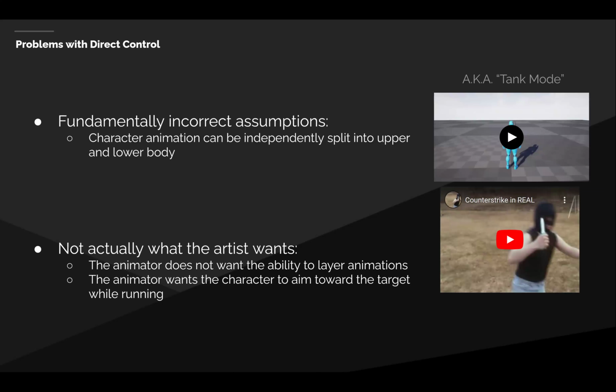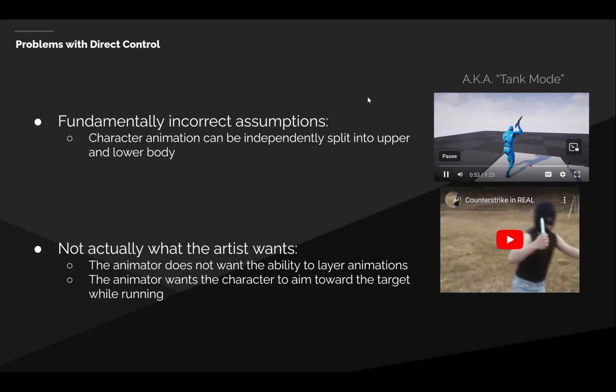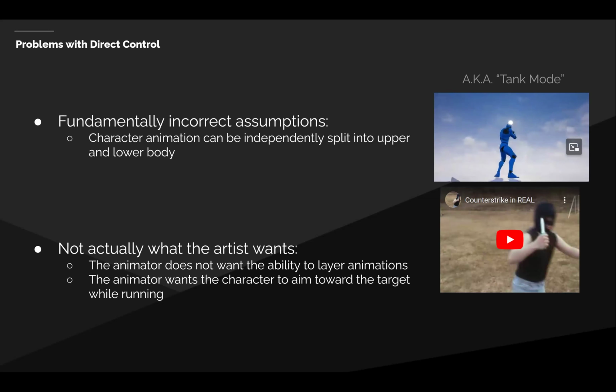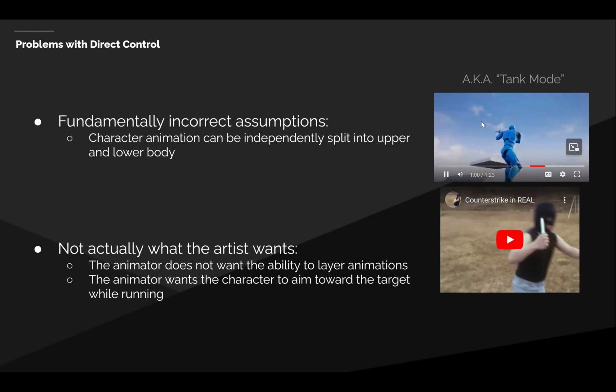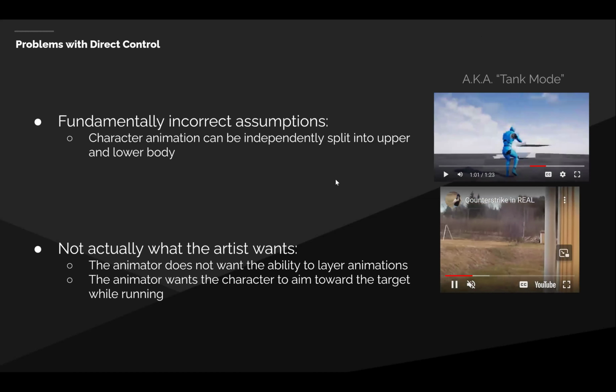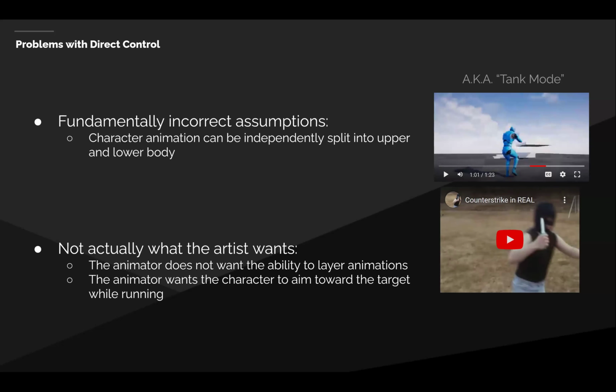And the problem with this direct control solution is two things. So one is that there's a fundamentally incorrect assumption here, which is that you can completely factor out upper and lower body animation. We know that's not the case, as the movement of the bottom half affects the movement of the top half. So if you do this, you get what people sometimes call tank mode, where it looks like the top half is just completely disconnected from the bottom half of the character. And here's an example of some guys pretending to be characters in a video game with a tank mode character.